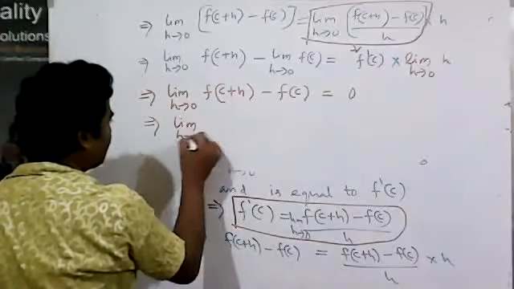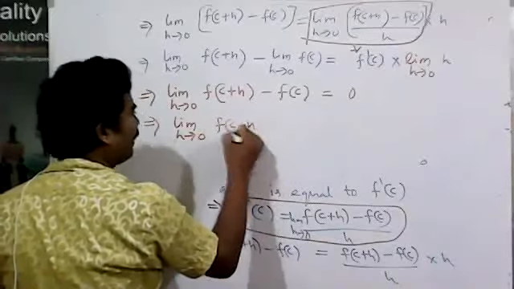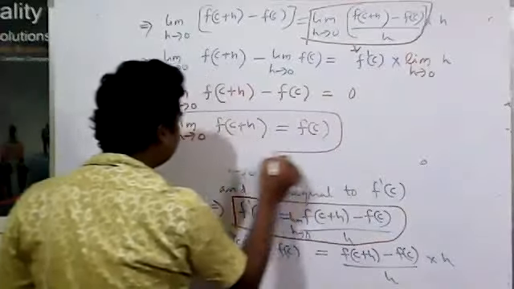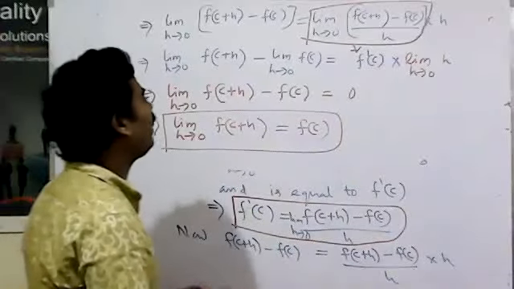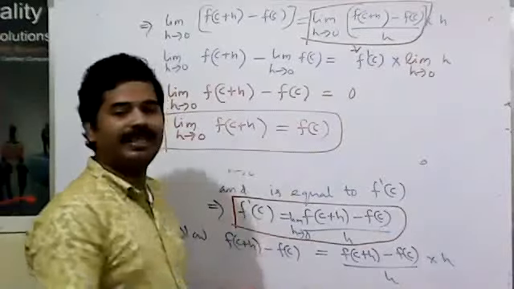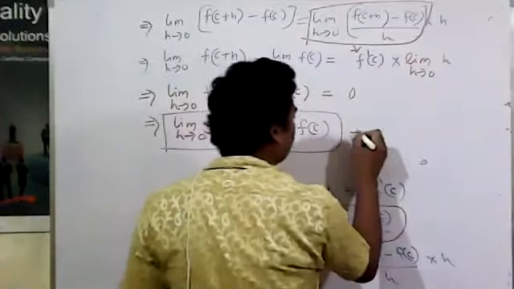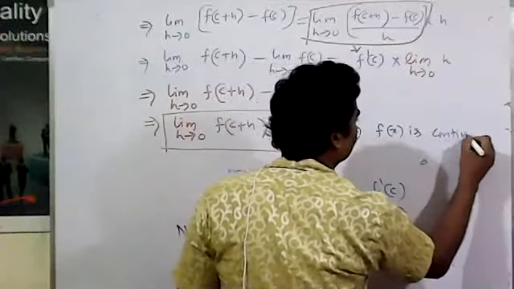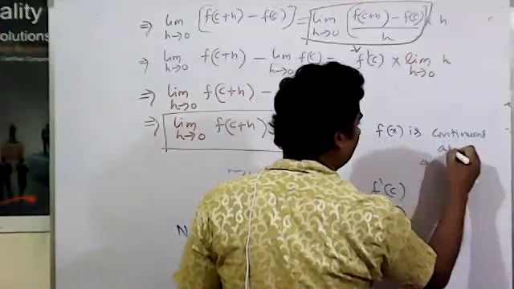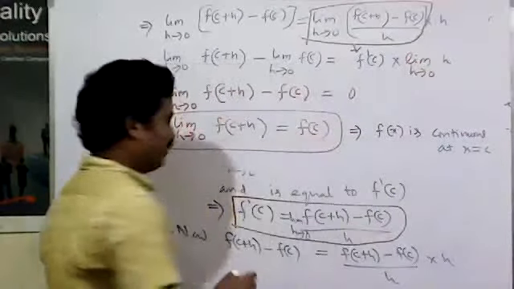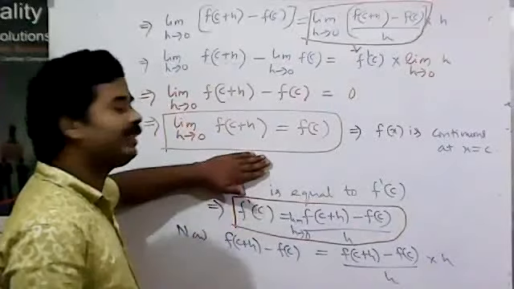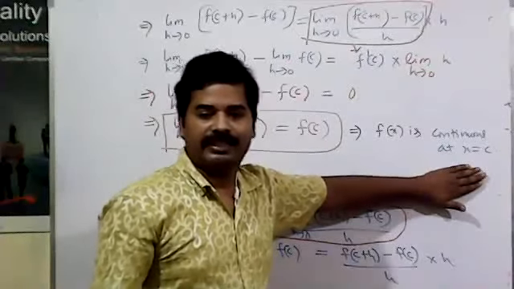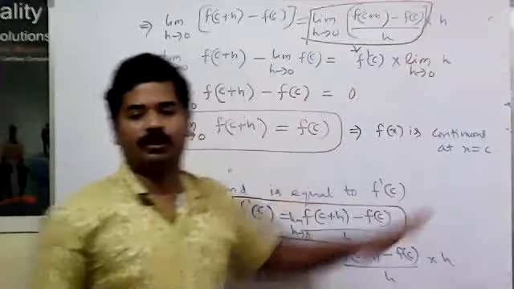Then limit h tends to 0, f(c+h) is equal to f(c). According to the definition, if that value is equal to f(c), then the limit exists, and the limit is continuous. That means the function f(x) is continuous at x equal to c. Here, if the function is differentiable, then the function f(x) is continuous also. The converse is not true. How?